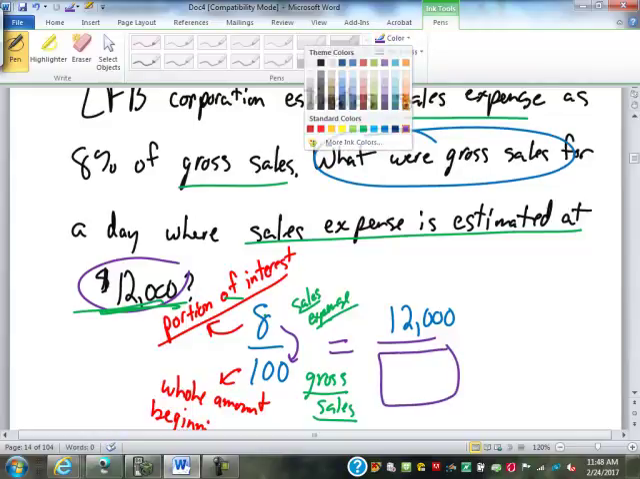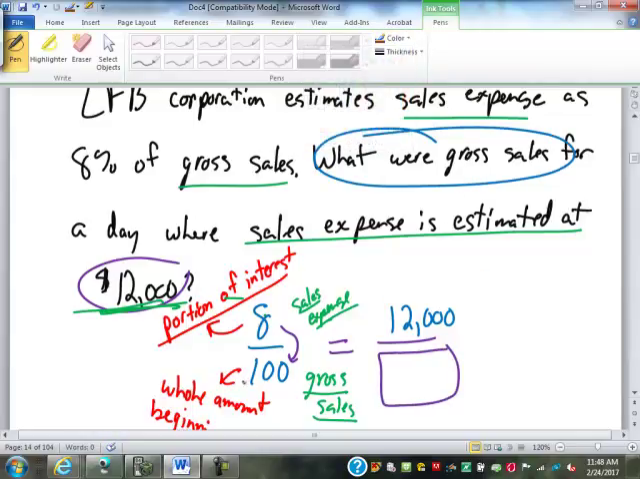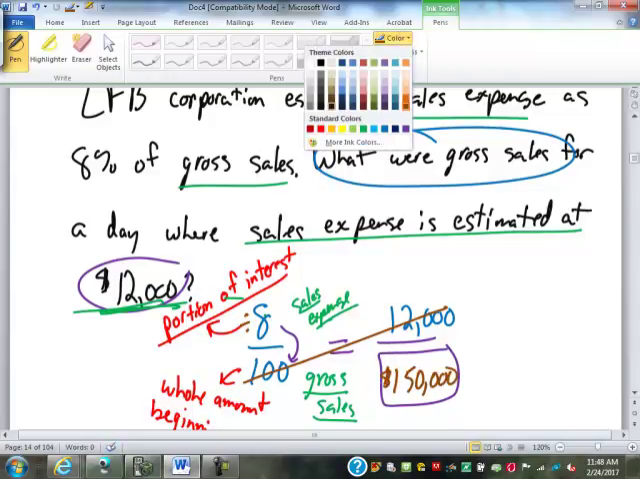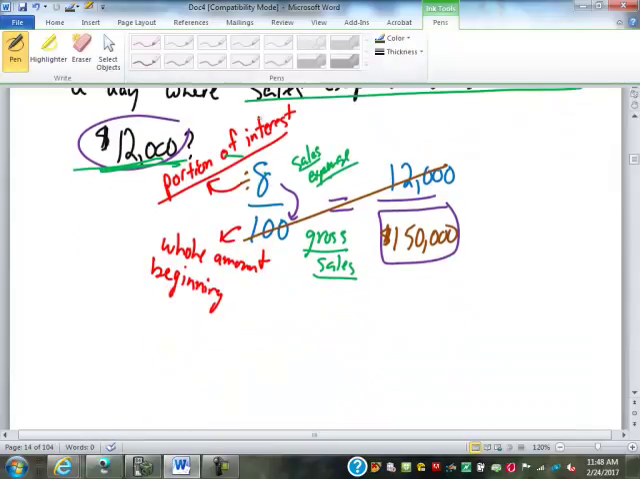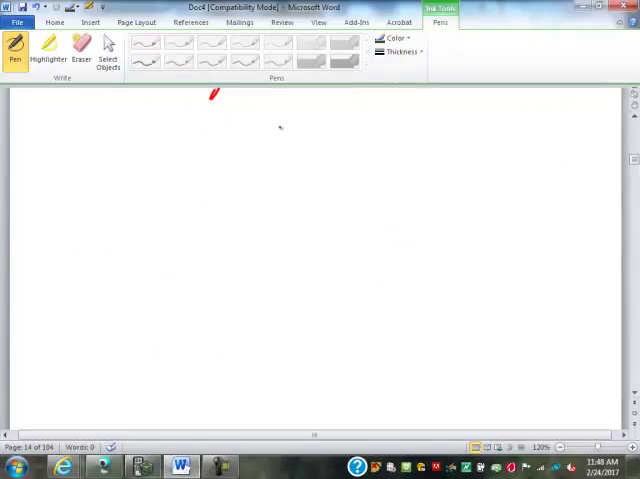So now we can find that number by cross multiplying and dividing. 100 times 1,200 divided by 8 is going to give us 150,000. So we saw basic problems like this a couple weeks ago in Unit 1. What we want to focus on today is increase and decrease problems.